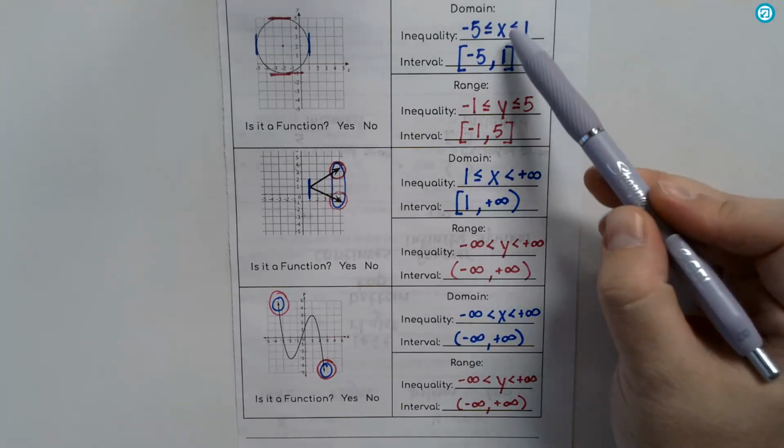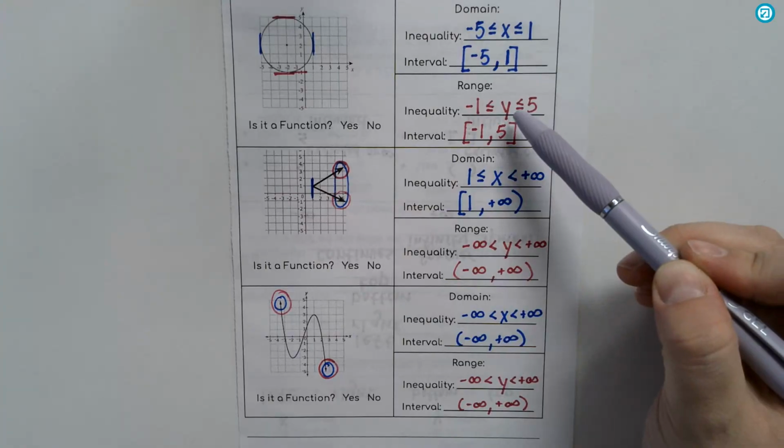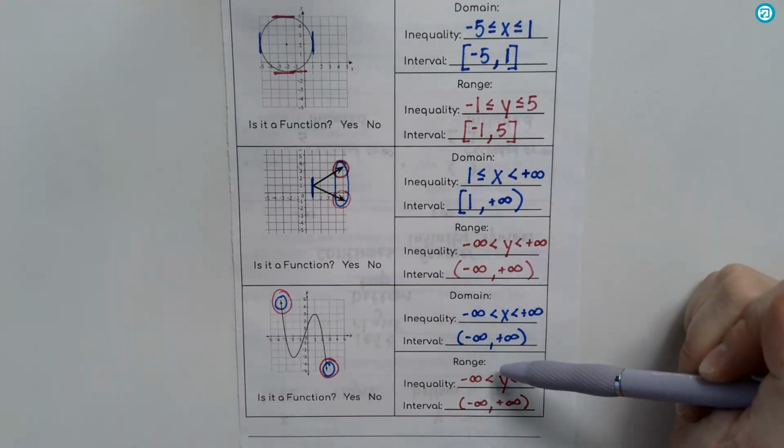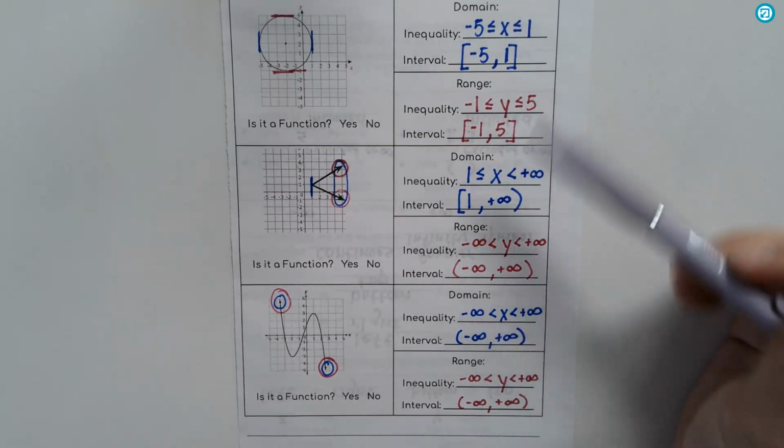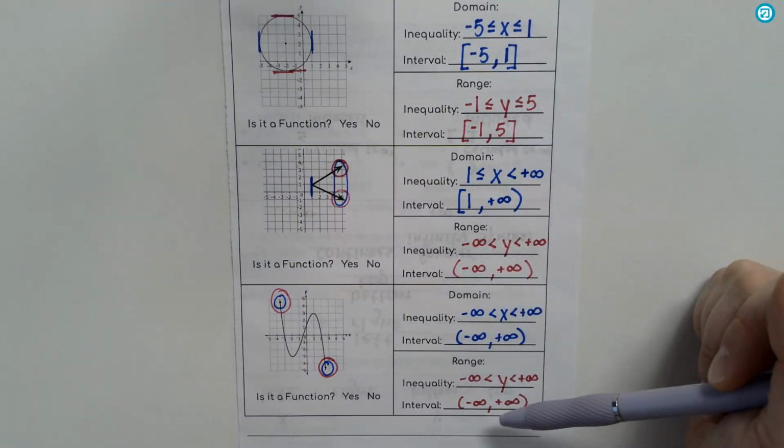Next thing I want to point out, every single domain has an x. Every single range has a y. Domains are your x's, so they're always going to have x's. Range is your y, so they're always going to have y's.